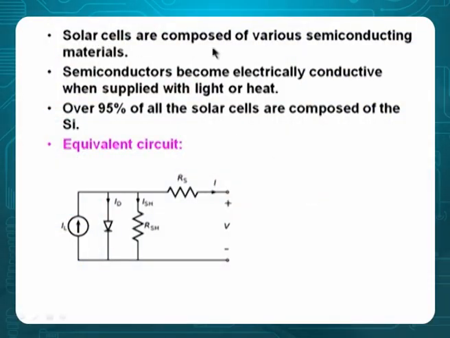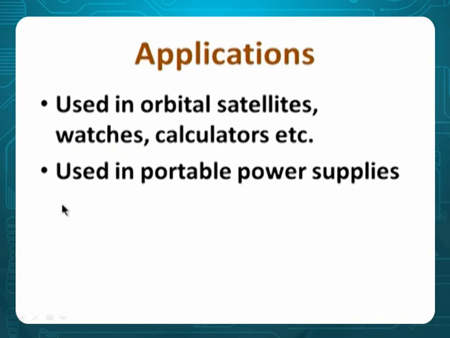Solar cells are composed of various semiconductor materials. Semiconductors become electrically conductive when light is supplied on them. Over 95% of all solar cells are composed of silicon. If you see the equivalent circuit, this is the equivalent circuit: shunt resistor, series resistor, current source and a diode. Applications: used in orbital satellites, watches and calculators, and in portable power supplies.